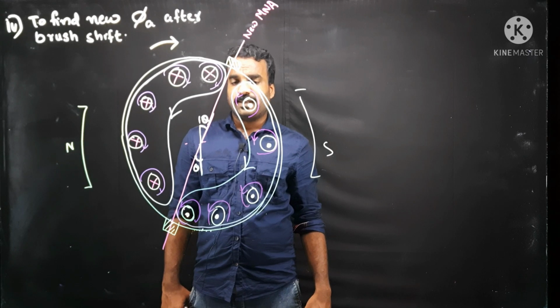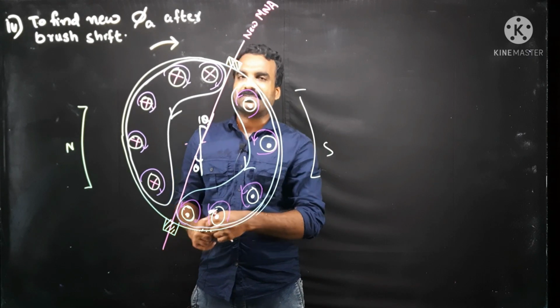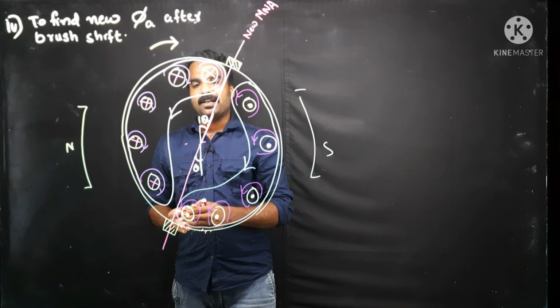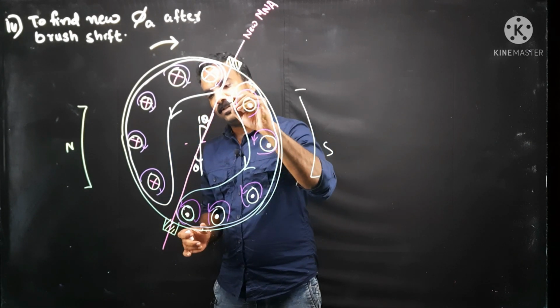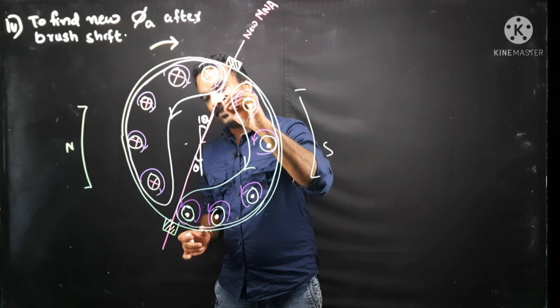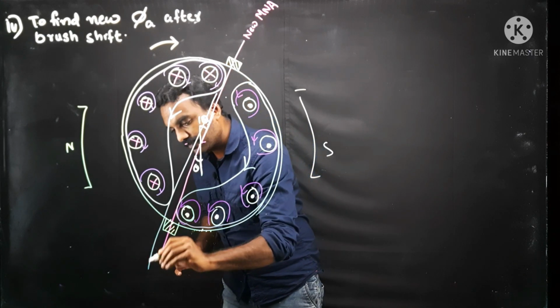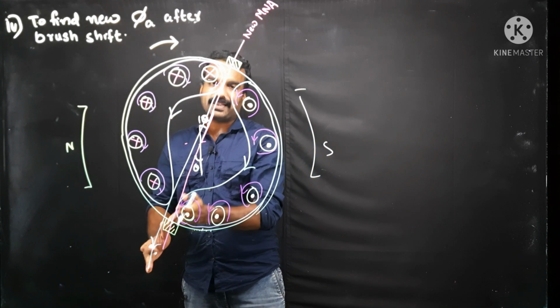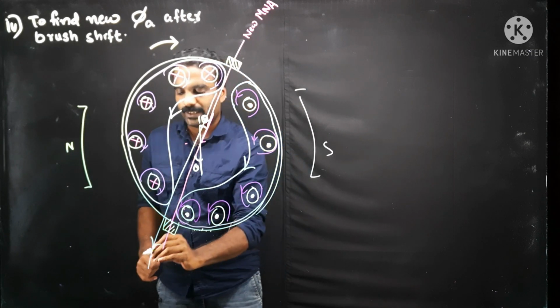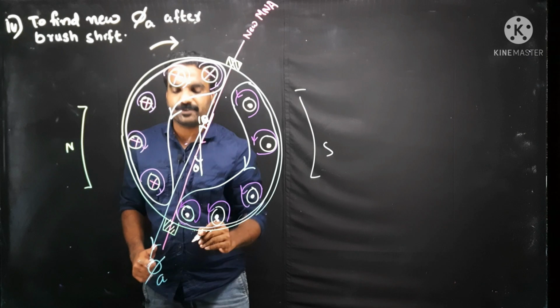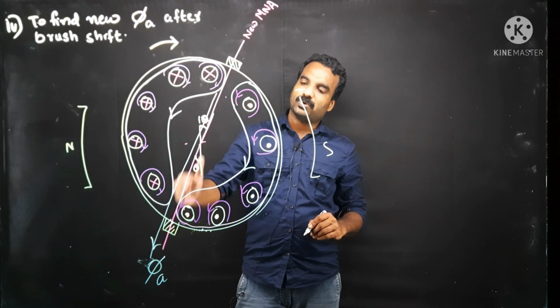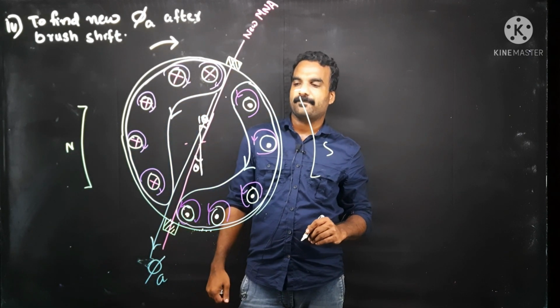Now, what will be the single flux line? What will be the resultant flux line? How can I draw it? I have to draw a straight line from top to bottom with the same inclination of the new MNA. So this will be phi A, the new armature flux. It is also inclined by theta degrees.